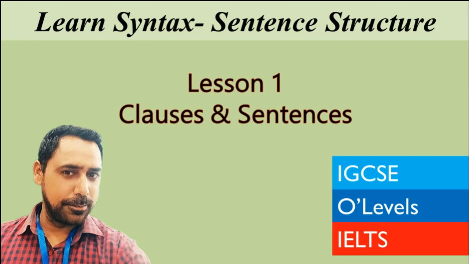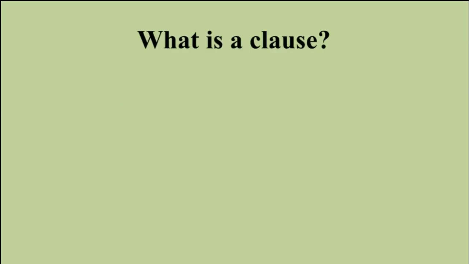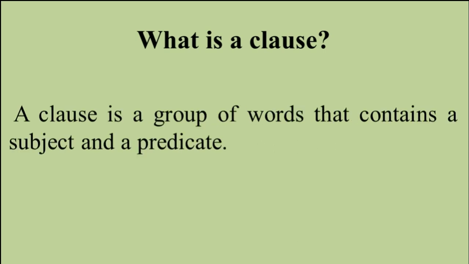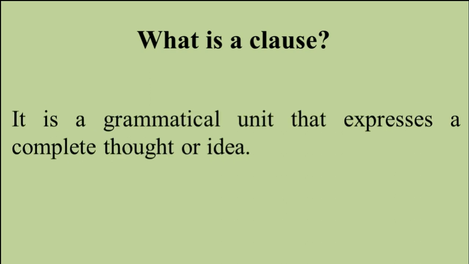Lesson 1. Clauses and sentences. What is a clause? A clause is equal to a subject plus a verb, a predicate. A clause is a group of words that contains a subject and a predicate. It is a grammatical unit that expresses a complete thought or idea.